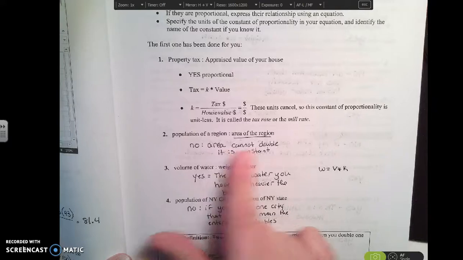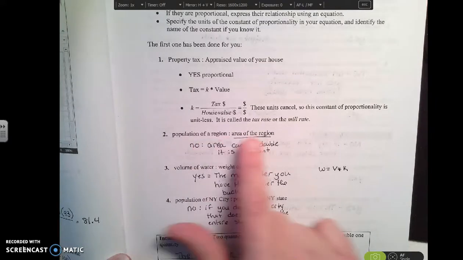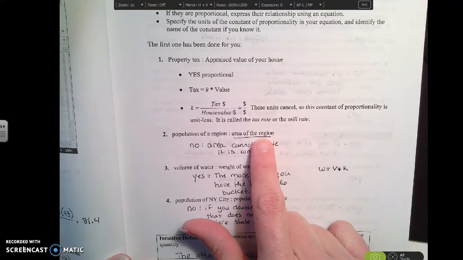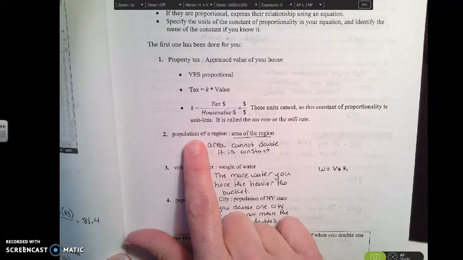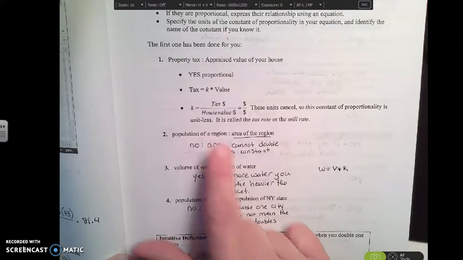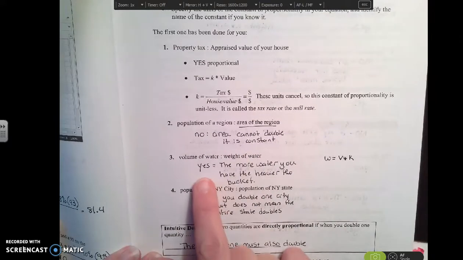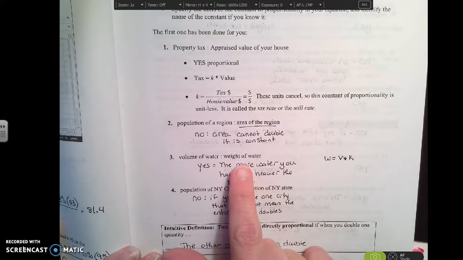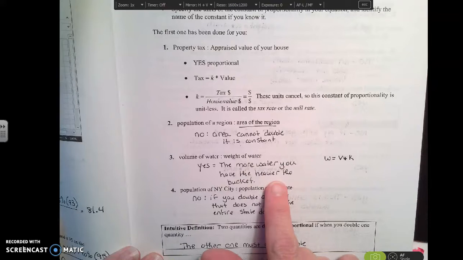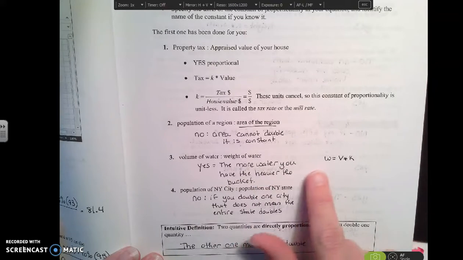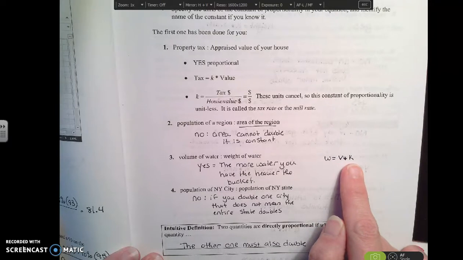Well, the area can't change. So if the population doubles, that means that the area doesn't double. It means that the area stays the same. Maybe the population doubled because they built high-rise apartments or something. So no, these are not proportional. The volume of water and the weight of water, yes, they're proportional. The more water that you have, the heavier the bucket would be. So the weight would equal the volume times some constant.